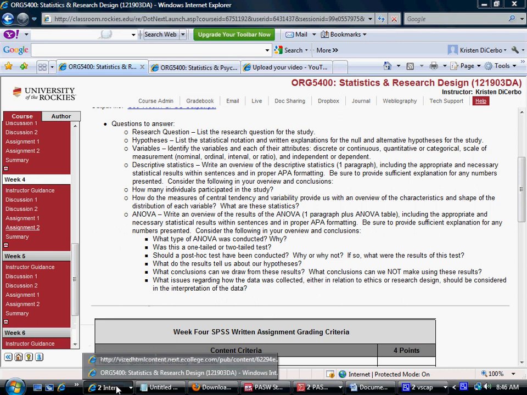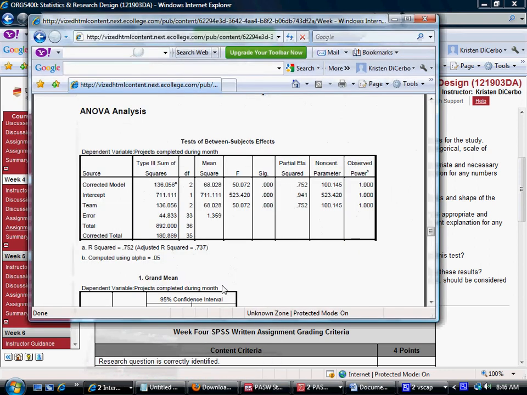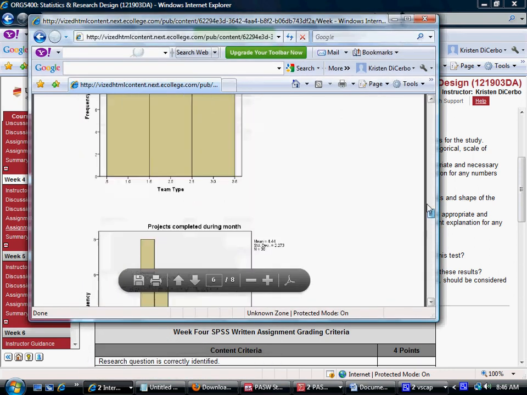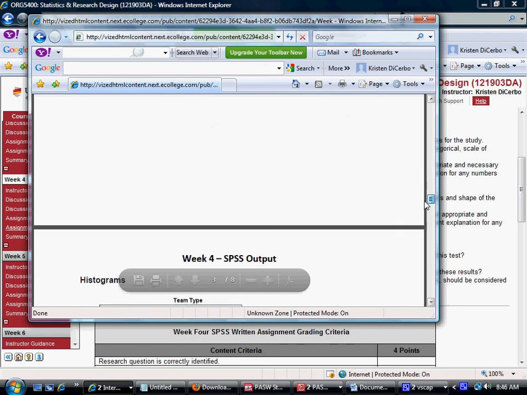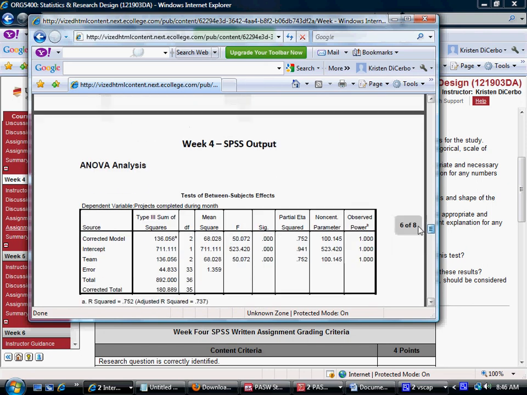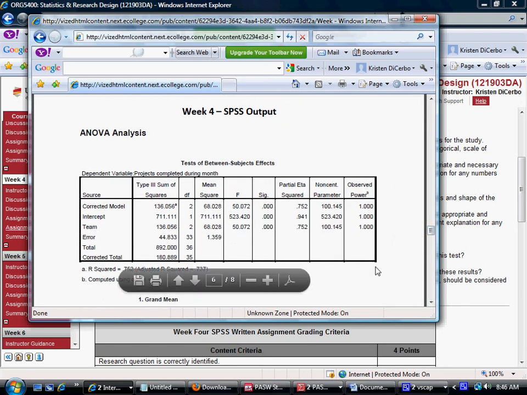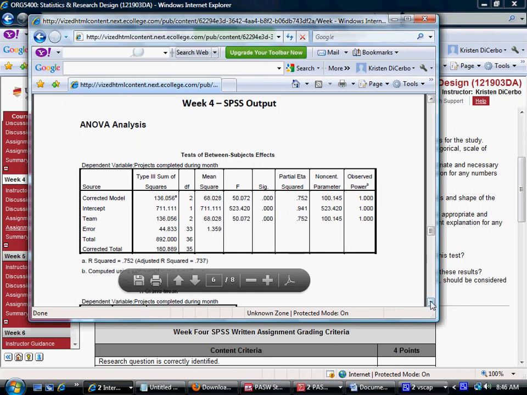So let's look at our output here for this assignment. Everything else looks pretty similar to what you've seen in previous weeks until we get down to the ANOVA here. And the big results first will come from this tests of between subjects effects. You're looking specifically at the effect of team. And just like every other week, here's your value for F. And we want to know whether that's significant or not. So again, we're comparing this to 0.05.